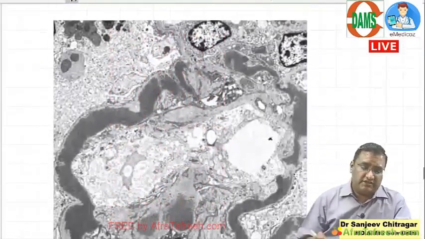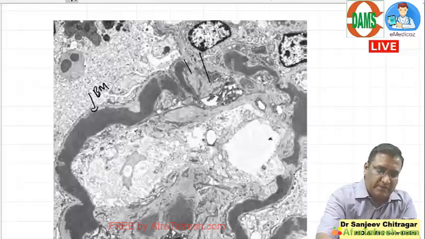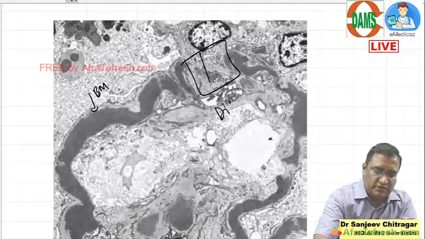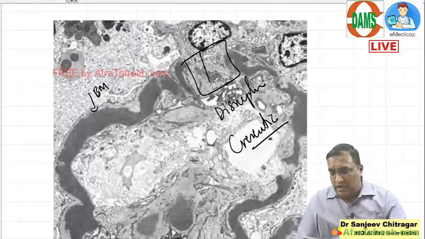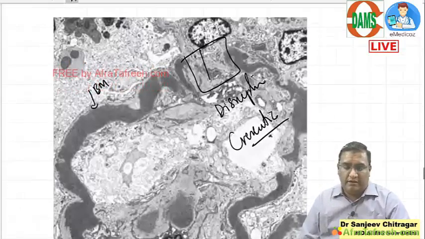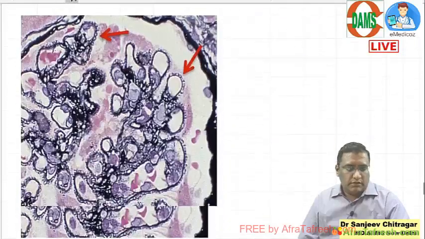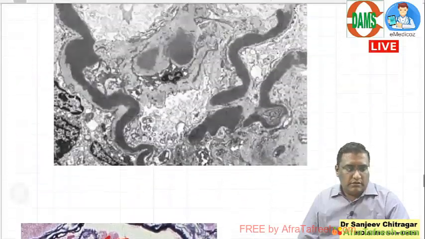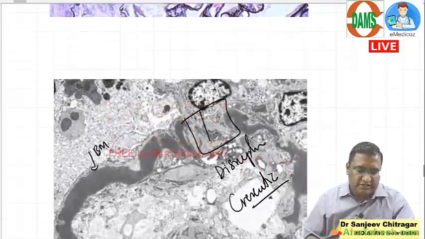This is your disruption of the basement membrane. I can see this is your basement membrane here. And in this part, there is a disruption. Disruption of basement membrane again seen in crescentic glomerulonephritis. Any of your crescentic glomerulonephritis. Both in type 1 and type 2 MPGN, you can see a tram track appearance. Oh, sorry. No. Yeah. So this is actually a crescentic one.